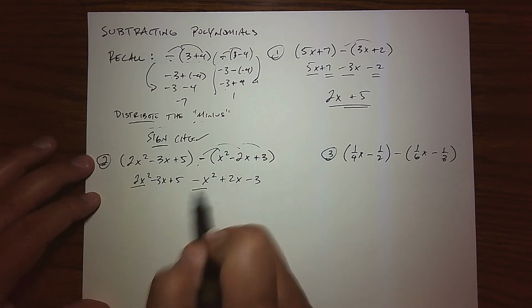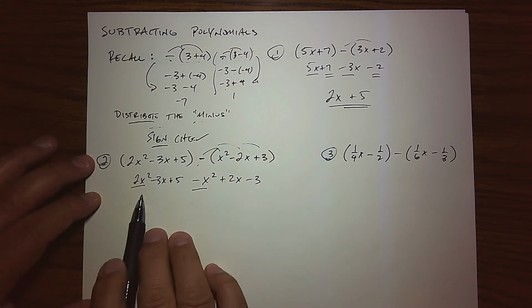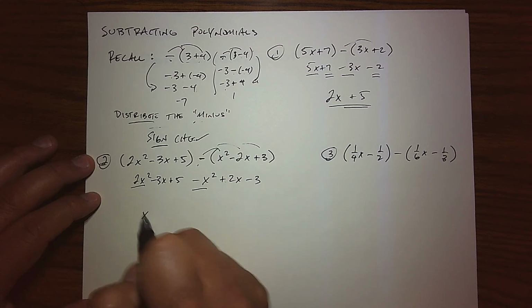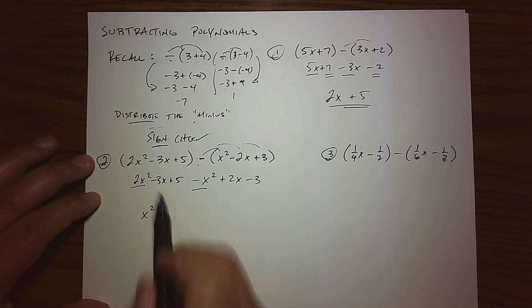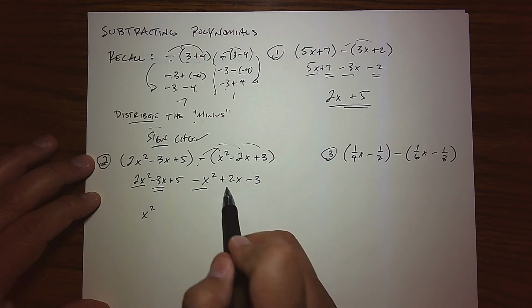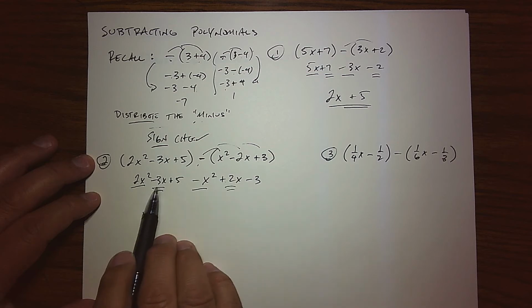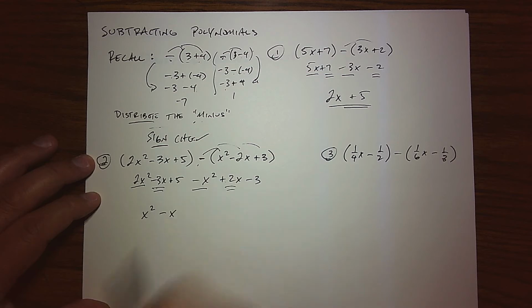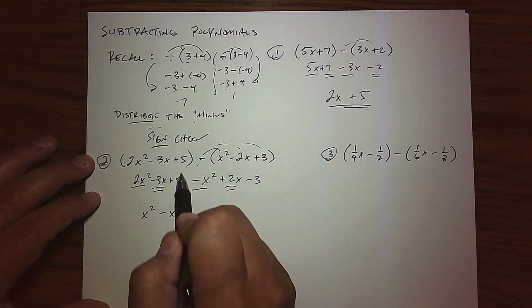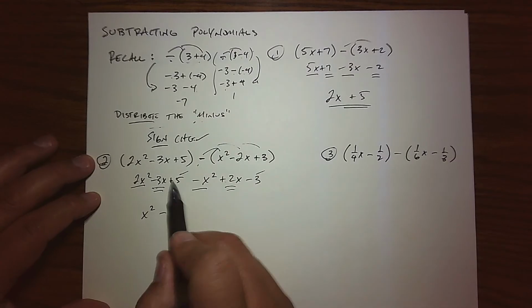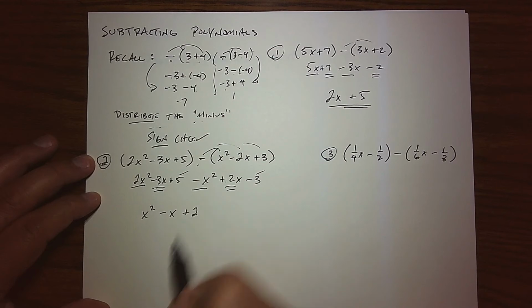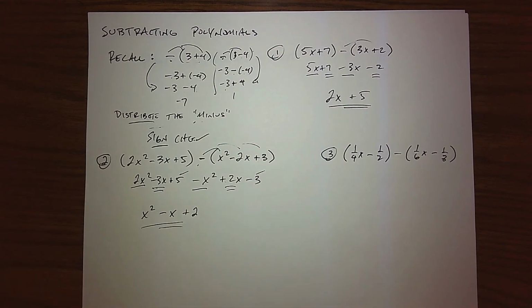So there's a couple terms with x squared. I've got 2 of them. I'm taking away 1, so we get x squared. And then here's a term with x, and there's a term with x. We're subtracting 3 and adding 2, so the net effect is just 1 or minus x. And then there's a plus 5 and a minus 3, so when I combine those, I get a plus 2. And then there's our answer.